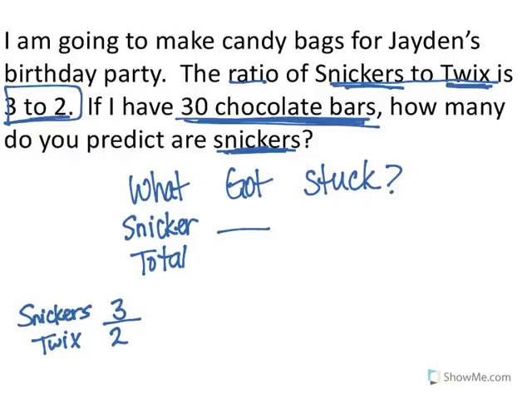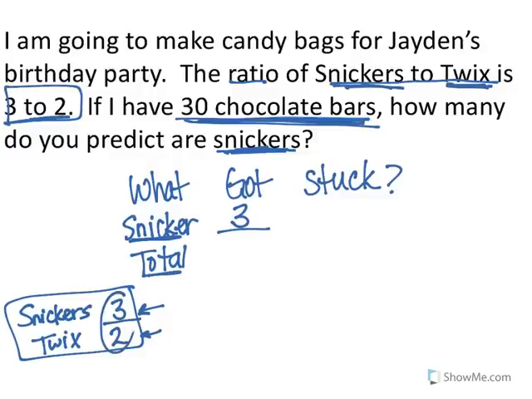All right, so this is information I've got. That's what they gave me. But according to the question, I need to compare the Snickers to the total. Here I have 3 Snickers and 2 Twix. So I have 3 Snickers, but what's my total here? Well, if I have 3 Snickers and 2 Twix, that means I have 5 chocolate bars. So that's my total. Out of 5, 3 are Snickers.